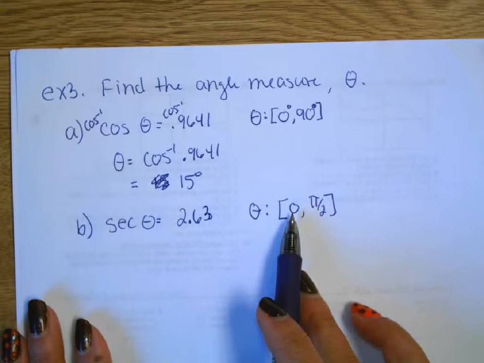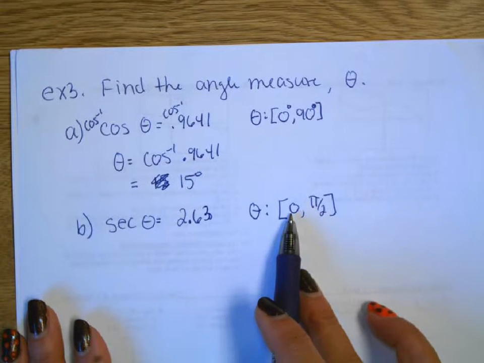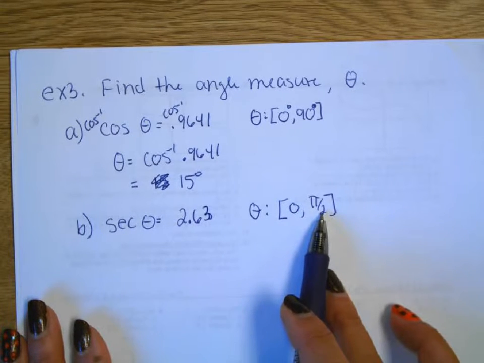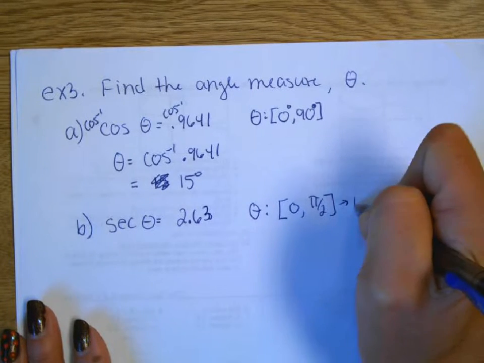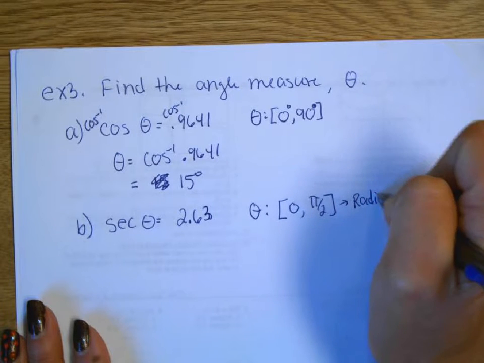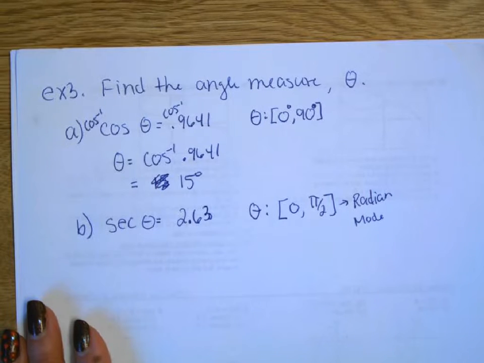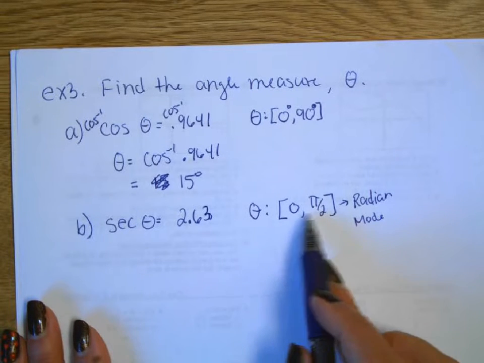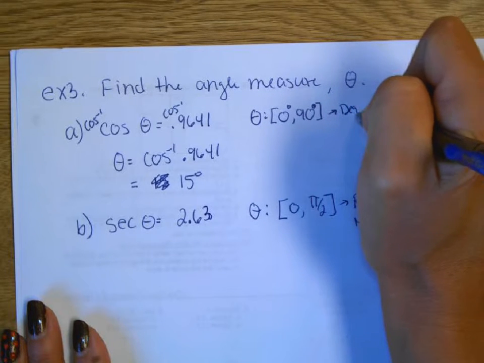So what does this interval tell me? This is a radian interval, from 0 radians to pi over 2 radians. So this tells me to be in radian mode. So switch back to radian mode. That's the indicator that this interval is a radian interval. The previous one was a degree interval, so we needed to be in degree mode.